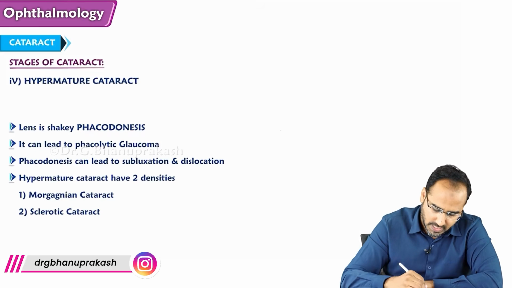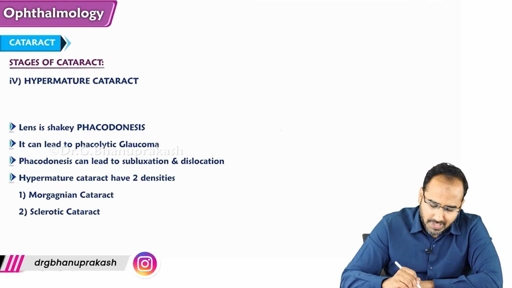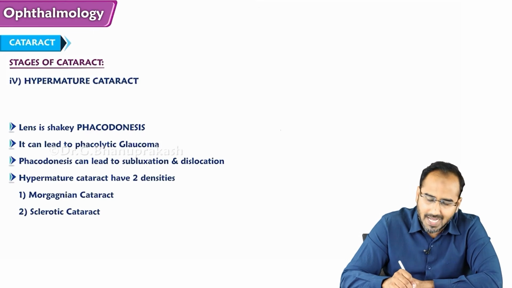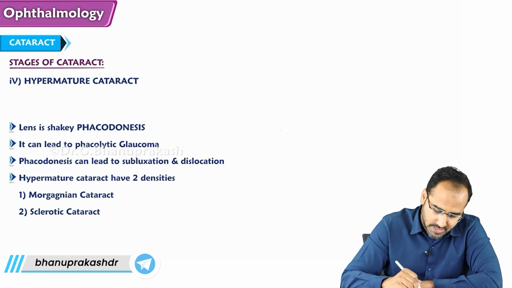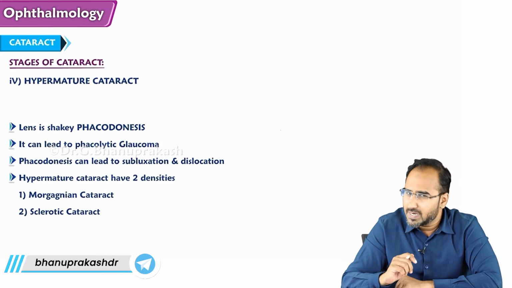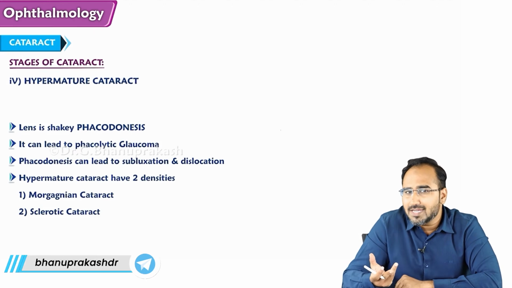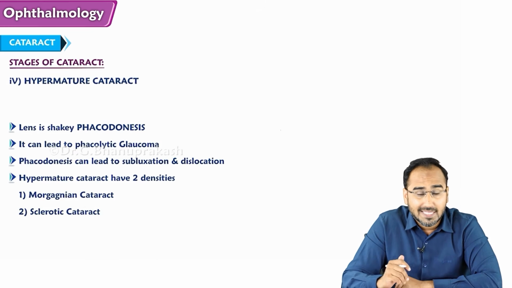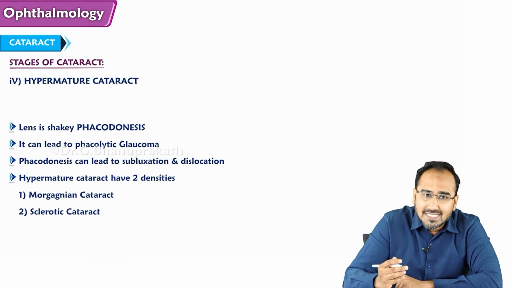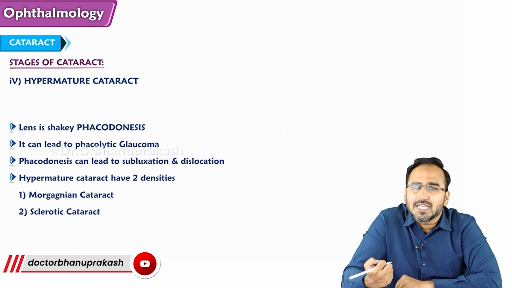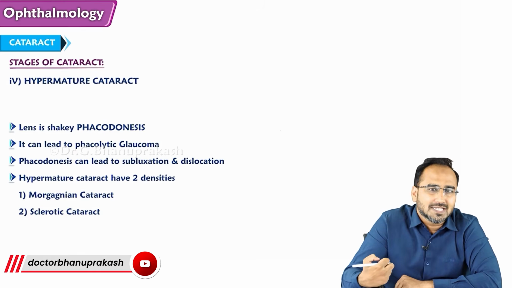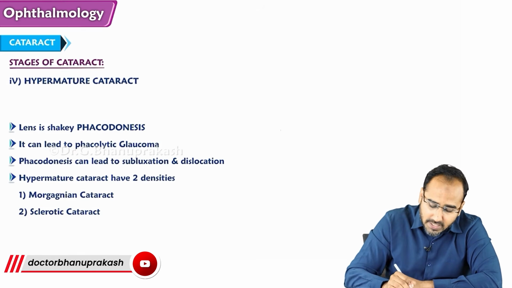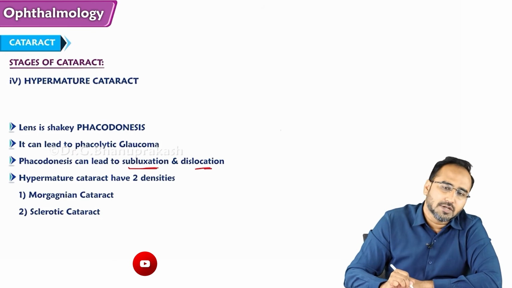Okay. So remember guys, in hypermature cataract, the lens becomes shaky with dancing of the lens. The lens becomes thin. That dancing of the lens is called as phacodynesis, right? It leads to phacolytic glaucoma. Other thing is what? Due to this lens losing out its protein, what happens to the lens? The lens can be moved from its normal position. So this can also lead to subluxation and dislocation of the lens.